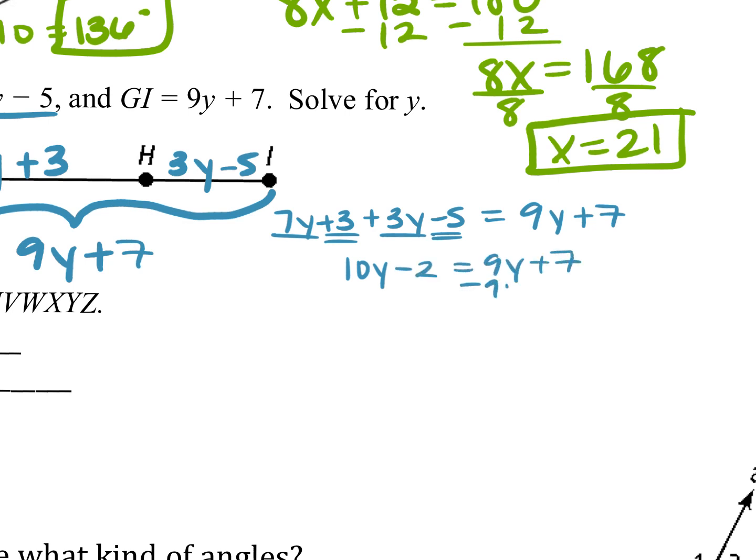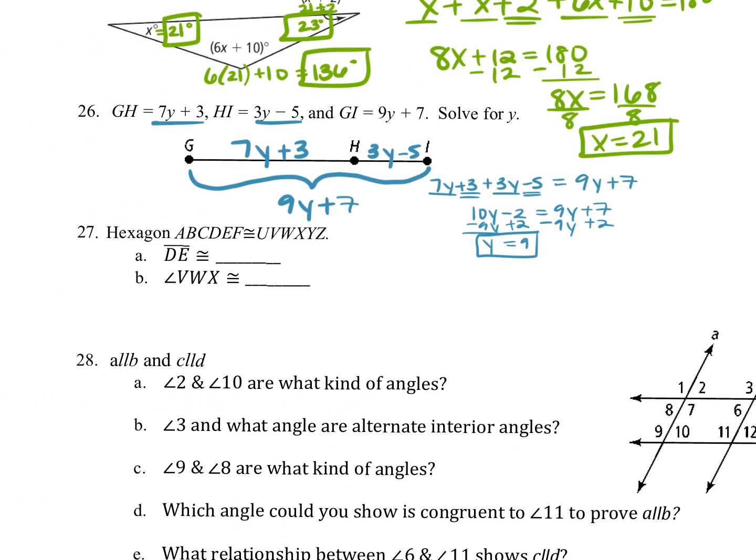So we're going to take away 9y, and we're going to add 2. So y equals 9, and that's all they asked you to do here. If they asked you to find the length of each one, then you would plug it in, right? Plug it in here, plug it in here, plug it in there, and that would give you all your different lengths.